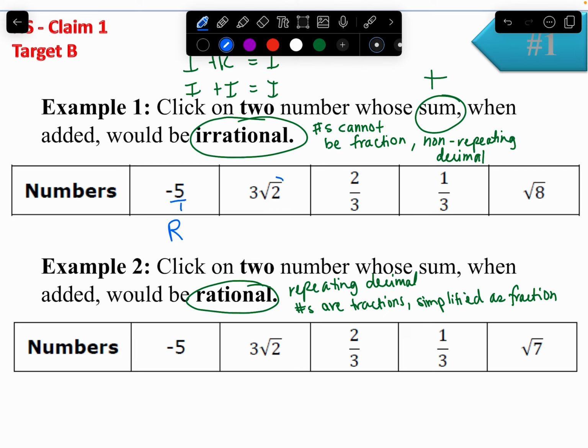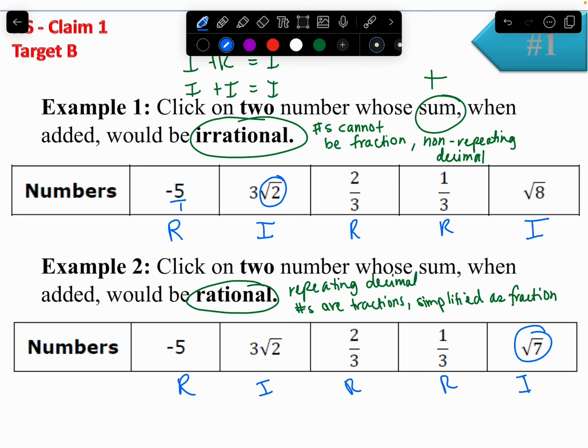3 square root 2, we know that square root of 2 cannot be simplified, so this is going to be irrational. 2/3, that's clearly a fraction, that's rational. 1/3 rational. Square root of 8, you cannot simplify, you cannot get a whole number from it, so you get irrational. Same thing at the bottom, these are the same exact numbers, so I'm not going to reinvent the wheel here. Square root of 7, again, you cannot simplify it further, so it's going to be irrational.